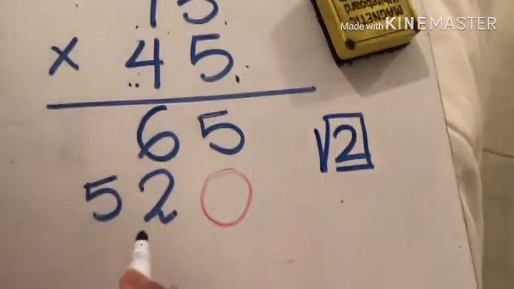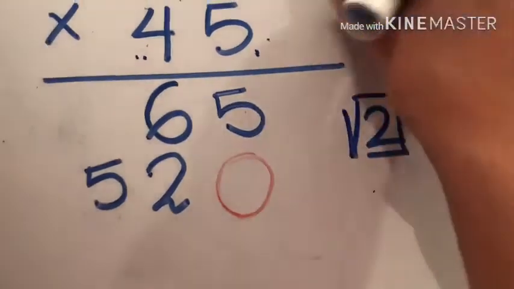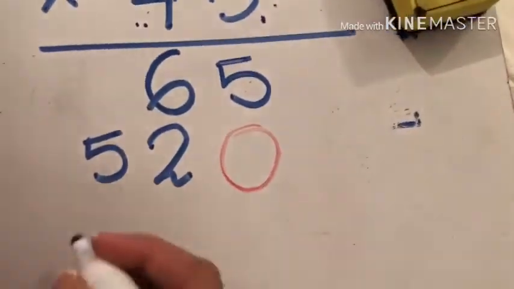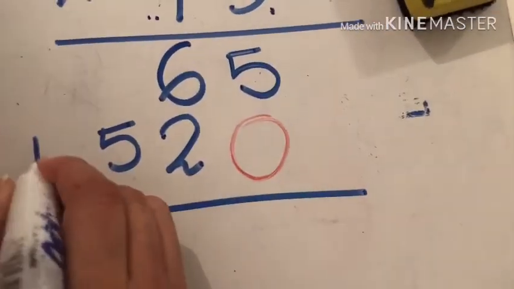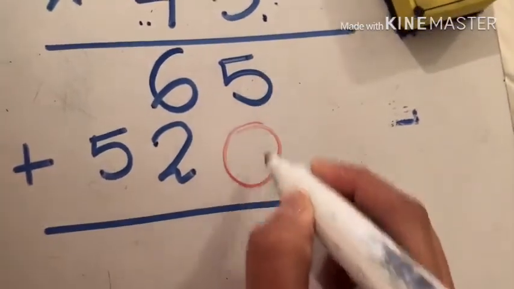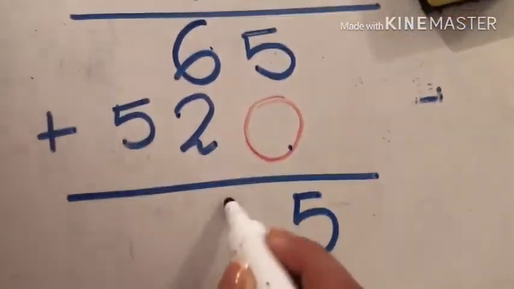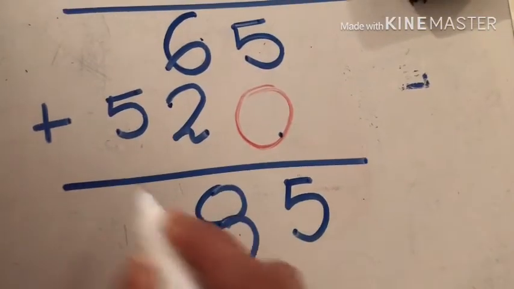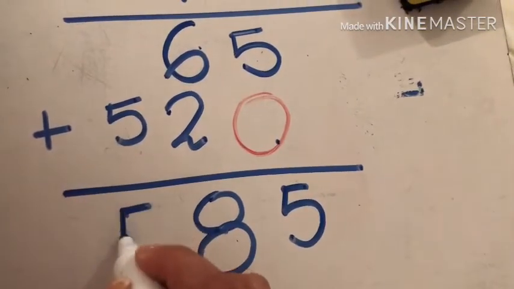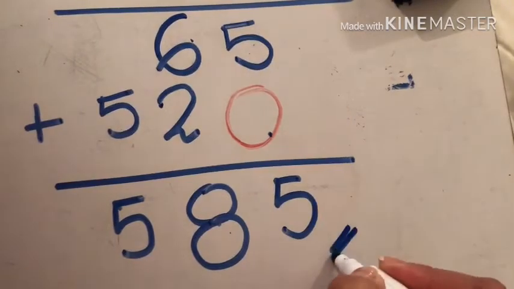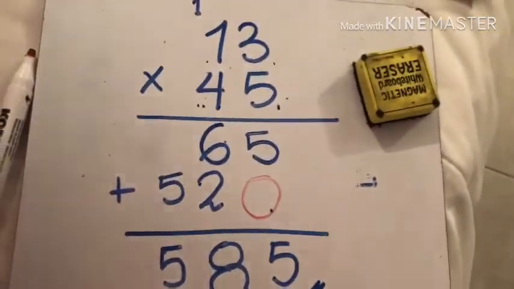So what do I do with the numbers that I have here now? I have to add them up. 5 plus 0, 5. 6 plus 2, 8. And 5, I just bring it down. That's my answer. This is the process.